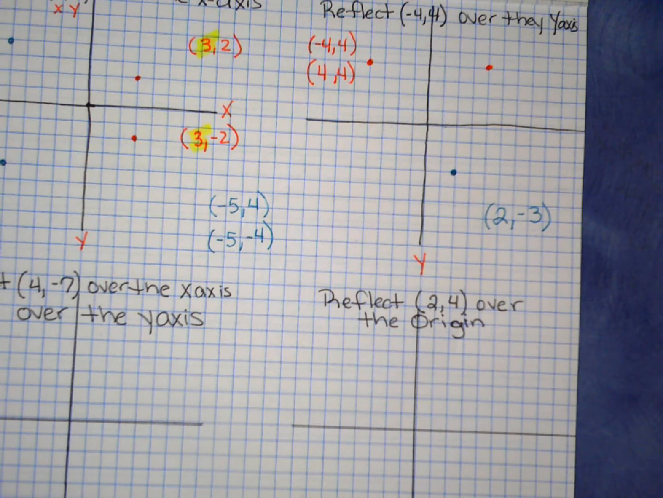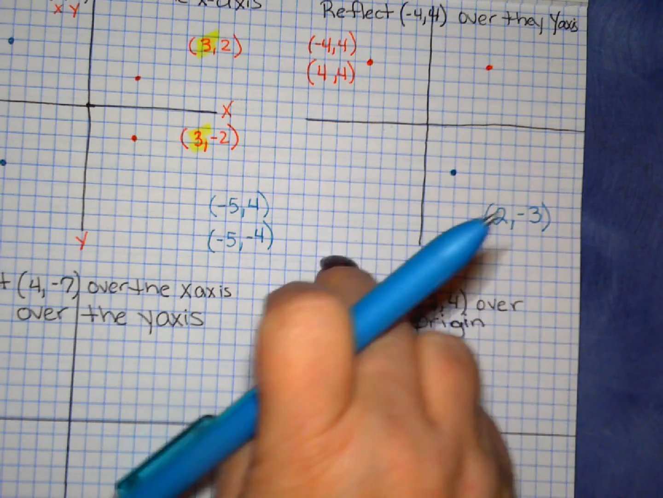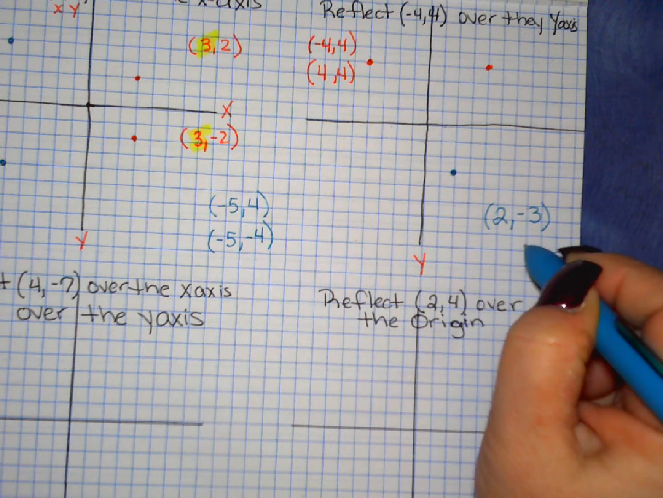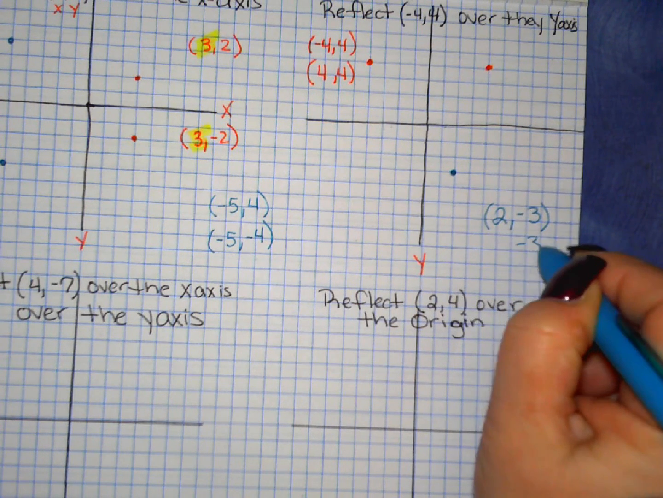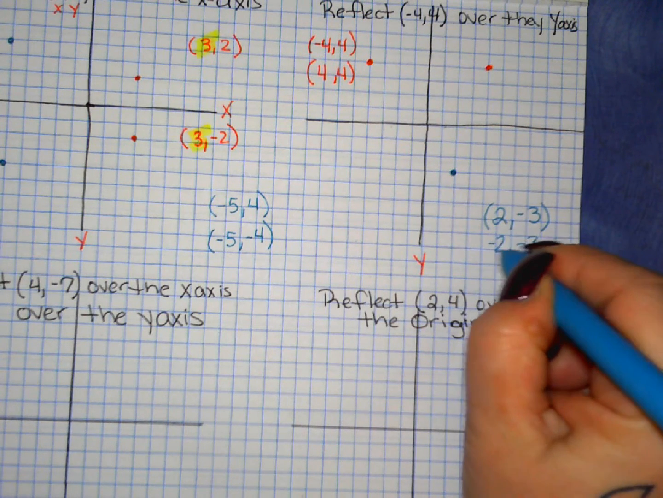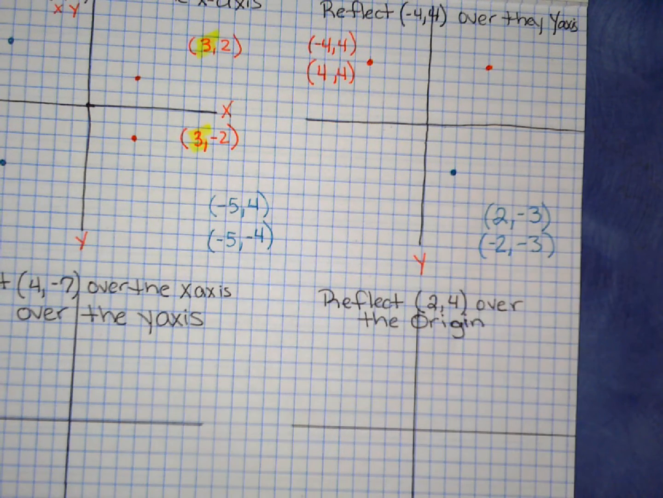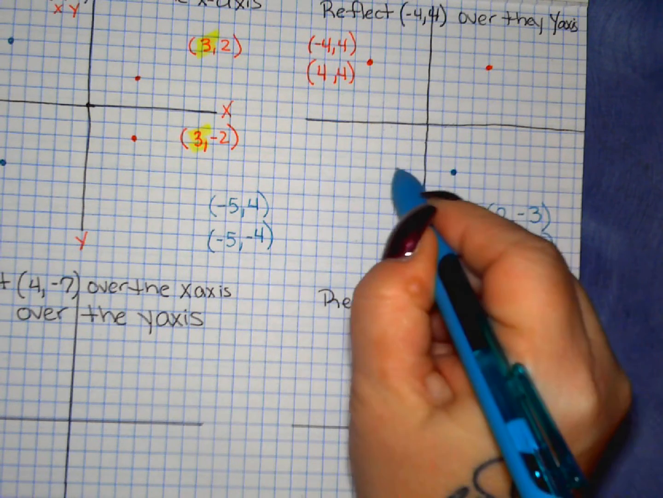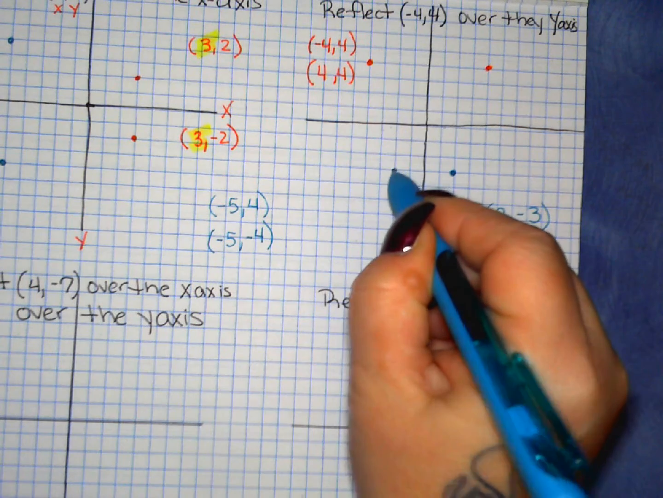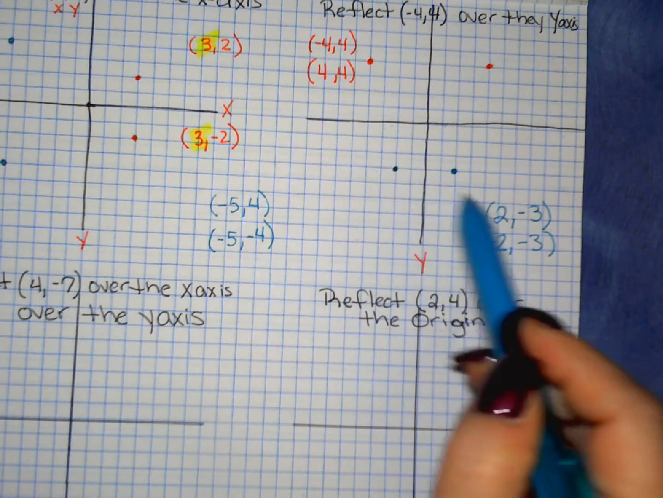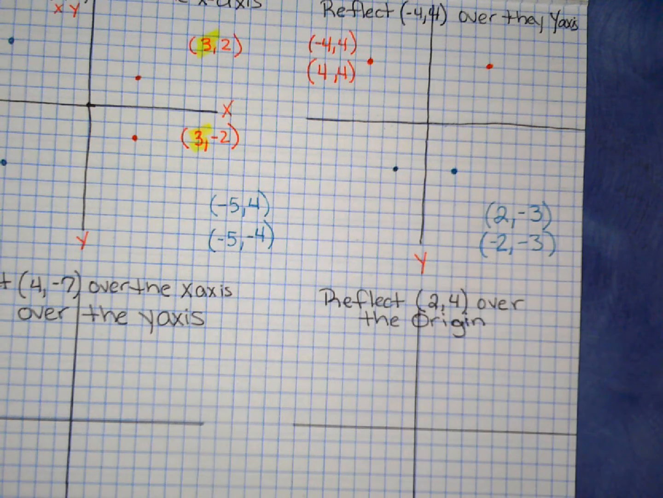And now I have to figure out my other point. Where am I reflecting it? Over the y. Remember, we're doing y's on this one. So if I'm reflecting it over the y, that means my y is not going to change, and my x is going to change to its opposite. And then that means that my point is over here. See how it's a mirror image of itself? It's even. It's weighted properly.